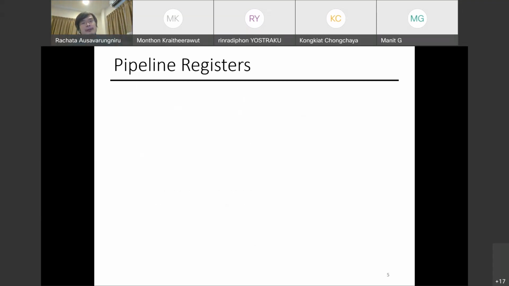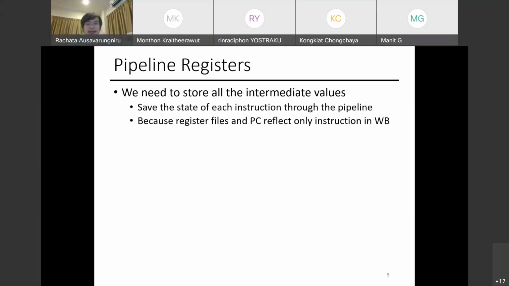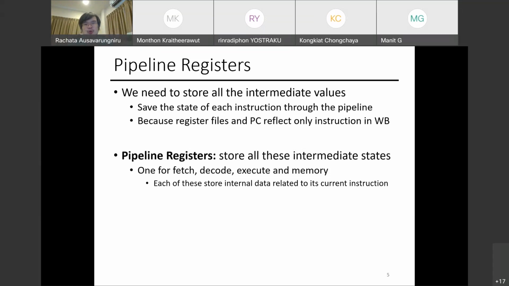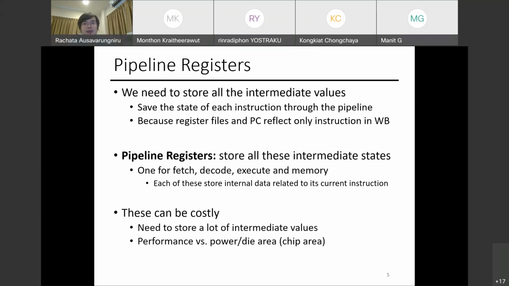So a quick recap: to do this, we add the pipeline registers, which basically store these intermediate states. One for fetch, one for decode, one for execute, one for memory, to make sure I can remember temporary variables tied to that instruction inside the stage. And this can be quite costly, but it's worthwhile. So every single chip you buy nowadays would have this done, right?